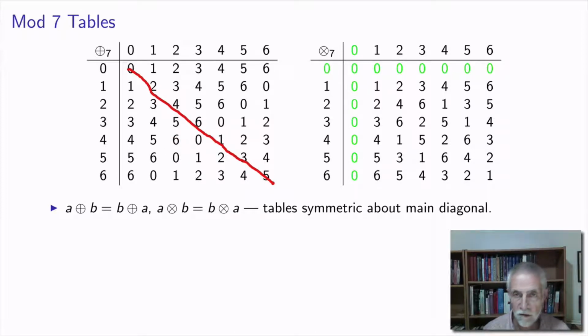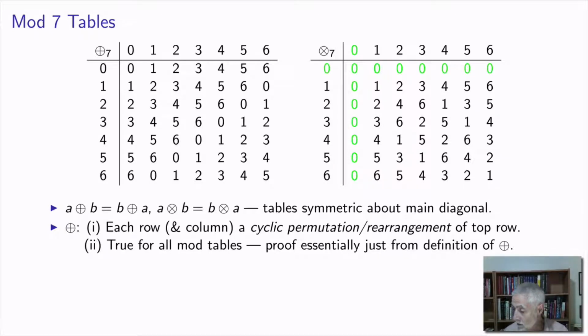And a similar fact is true for the multiplication table. Next, notice that for addition, each one of these rows is in fact a cyclic permutation of the top row. And what I mean by that is to obtain this row from there, you just move this row to the left by 1 and the 0 comes around to the end. So that's how we get this row here. And similarly for the other rows down below, and likewise for the columns. Each one of them is a cyclic permutation, or if you like, a cyclic rearrangement of the top row, or for that matter of the leftmost column. And this is something which is true for all modulo tables for addition.